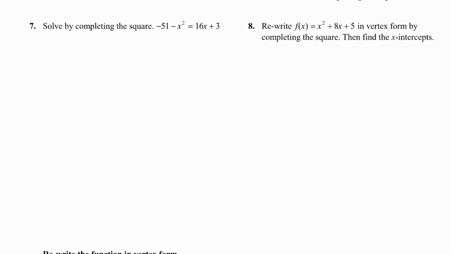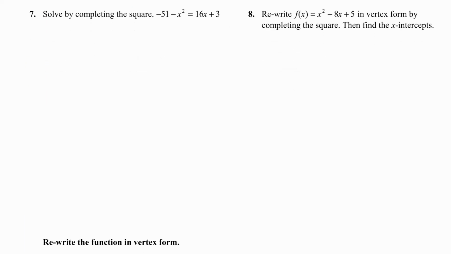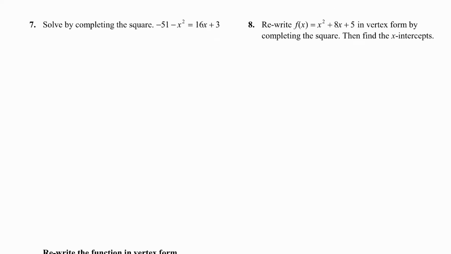All right, so let's practice that maybe one more time. So number 7, again, we're dealing with an equation. The directions say to do it by completing the square. There are other techniques to solve those. So again, our first step is to make sure x squared and x to the first are on one side, numbers are on the other side. Okay, so I'm going to first copy that equation again. So negative 51 minus x squared equals 16x plus 3.